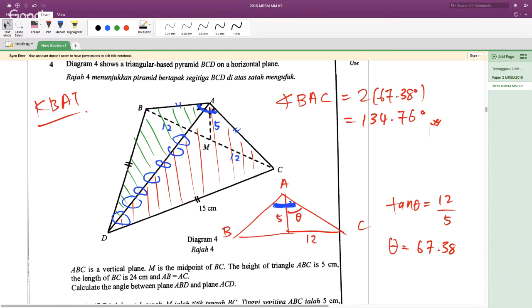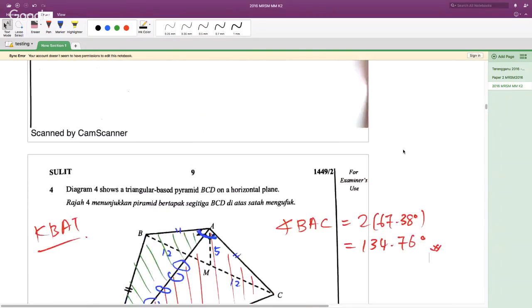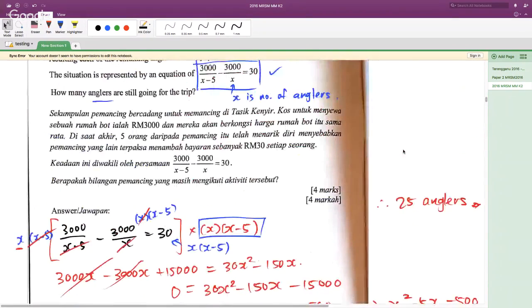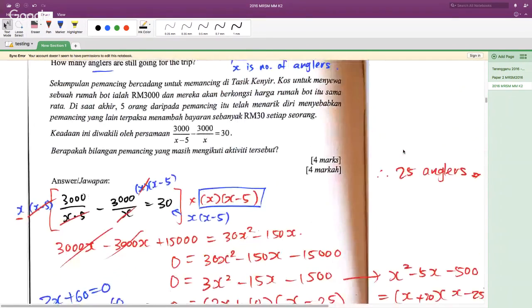So should we minus 5? What do we mean by minus 5? It's not about this question, isn't it? Yeah, this question is just like this. You don't need the minus 5. Yeah, it's for question 3. Why are you going to minus 5 here?